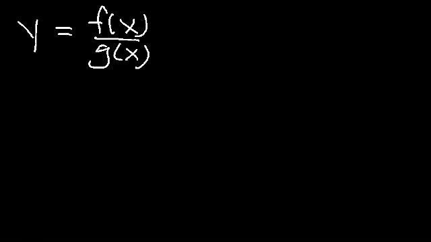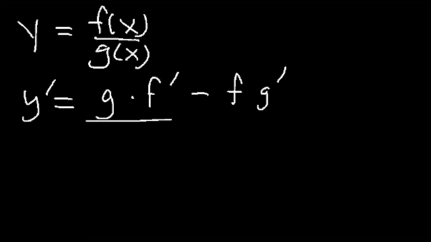Now let's say we have a rational function, f of x divided by g of x, and we wish to find the derivative of this function. We need to use something called the quotient rule. And the formula for it is g times f prime minus f g prime, divided by g squared. So that's the quotient rule formula. Now let's apply it to a problem.